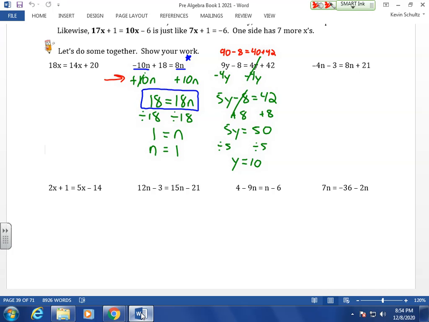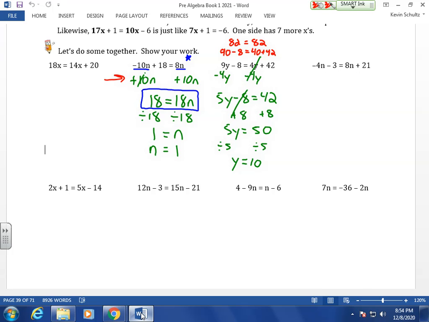Well, 90 minus 8 is 82. 40 plus 42 is 82. Ding, ding, ding, ding. We got it. 82 equals 82. So it works out. Okay? The equation is balanced.